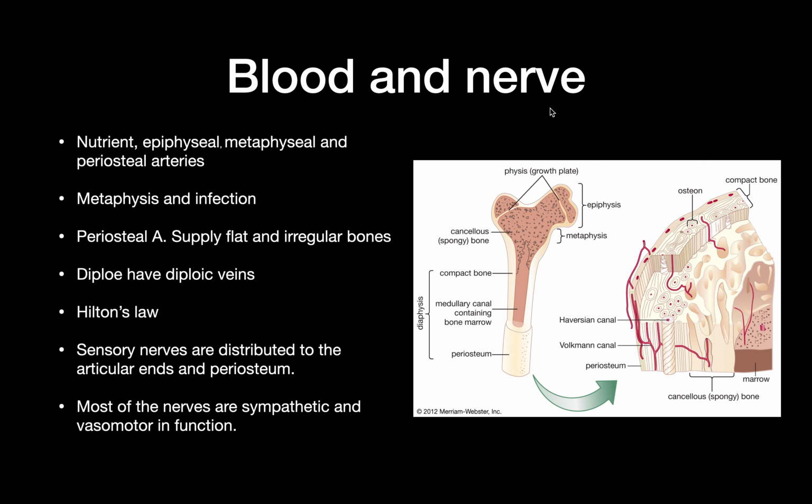So nutrient, epiphyseal, metaphyseal, and periosteal arteries feed the bone. The metaphysis is the most vascularized, and that is where infection is going to begin. So in any kind of osteitis, any kind of sepsis, this is where it's going to target, where the viruses or the bacteria go. The periosteal arteries supply the flat and irregular bones.